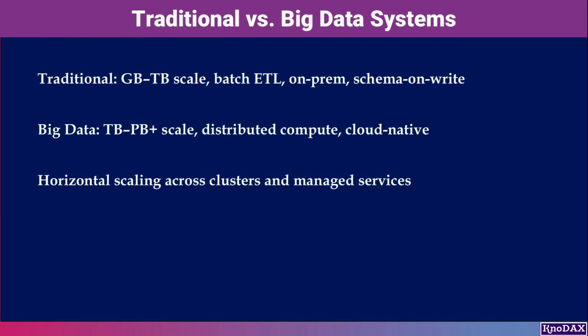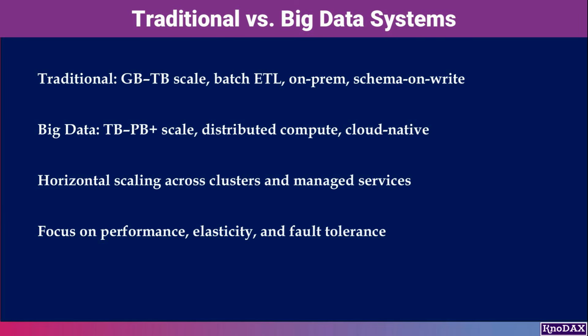Instead of vertical scaling, big data platforms rely on horizontal scaling, spreading storage and compute across clusters and managed cloud services. This allows the system to handle massive datasets, higher throughput, and more complex use cases. And across all of these improvements, big data systems focus heavily on performance, elasticity, and fault tolerance, ensuring that large-scale data workloads remain fast, cost-efficient, and highly resilient. With this modern foundation in place, we can now explore the real-world use cases that make big data so impactful.